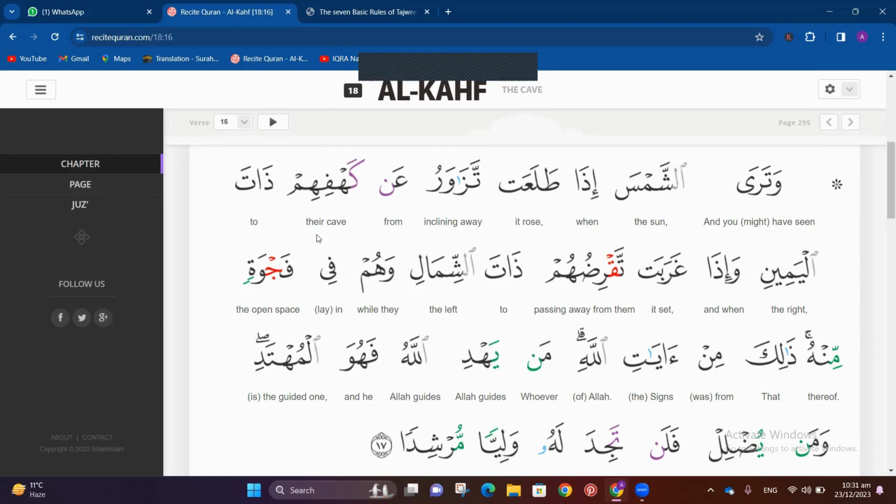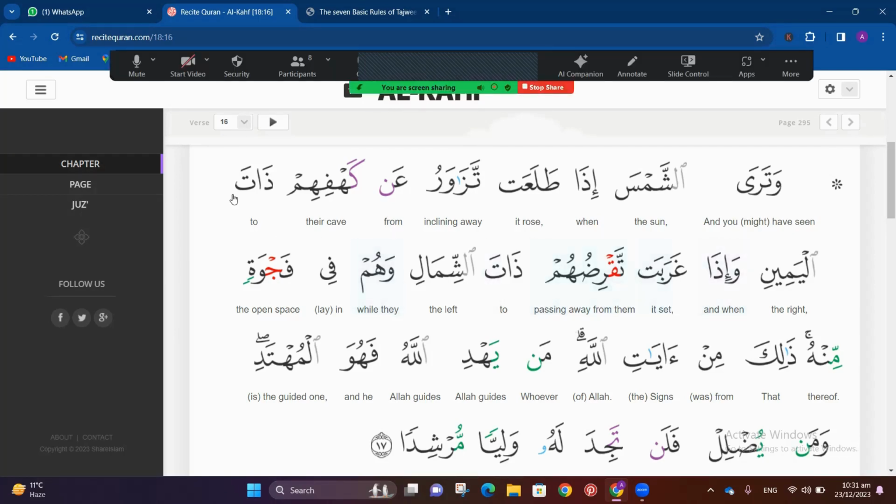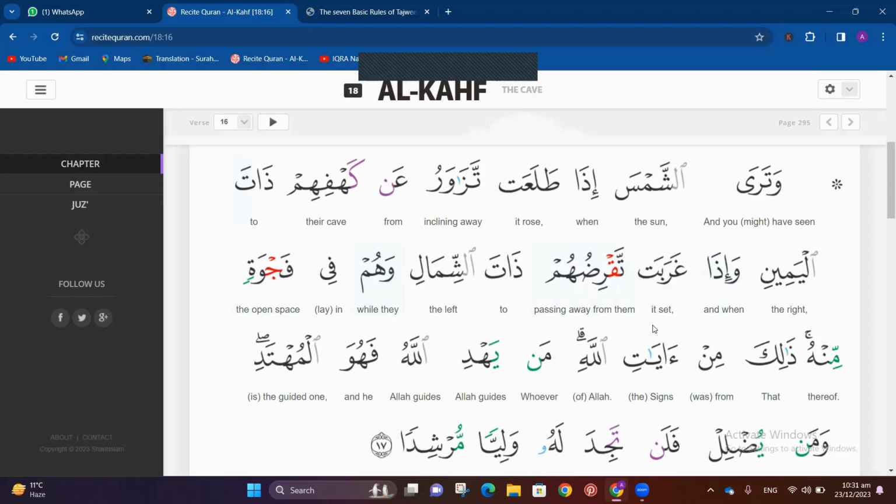Okay, ذات اليمين. This word is easy, right? The dha is going to be soft, and then ta. ذات اليمين وإذا. Okay. غربت. Okay, then there comes غا. So غا is articulated from the upper portion of the throat, which is near to the mouth. Okay, غا, and there is this gargle sound in it, like غا غرا.